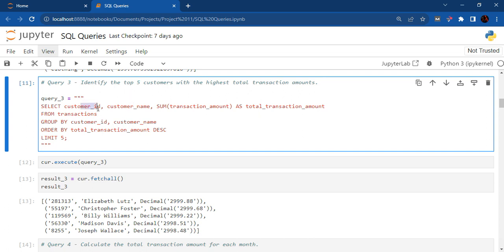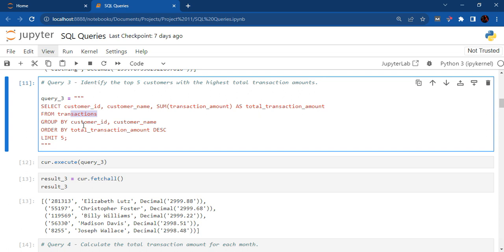First of all, get the customer ID and its name. Then we check the sum. Remember, we're talking about total. Whenever you see total, remember we're talking about sum or addition. So the sum of the transaction amount as total amount, from our transaction table.